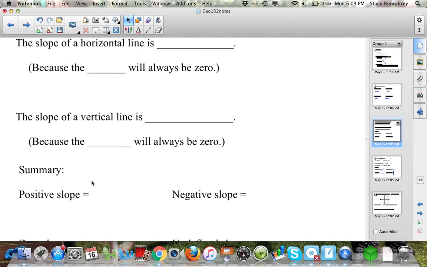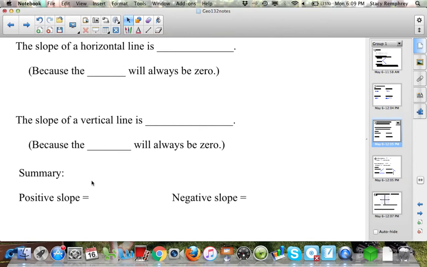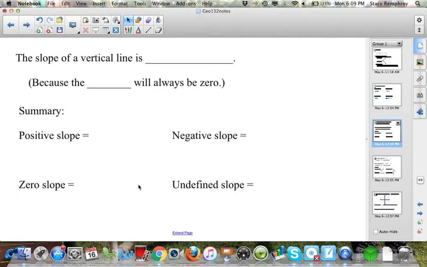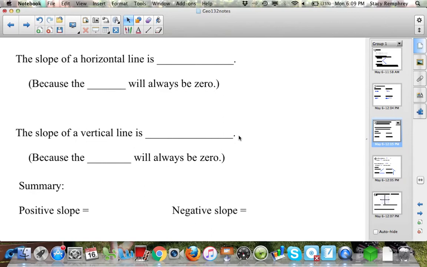All right, this is kind of a little summary. So again, I would like you to work through. Down here in the summary, I just want you to draw a sketch of a positive slope, a negative slope, a 0 slope, and an undefined slope. So I'd like you to fill that in and come back.